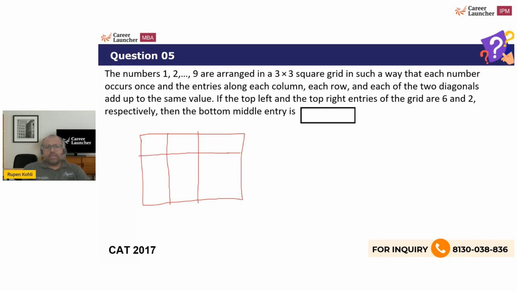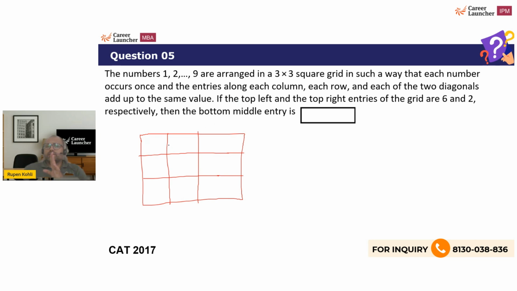Now, so यहाँ तक तो सब ठीक चल रहा था कि 1 से 9 अरेंज करना है, कोई नंबर रिपीट नहीं होना है, so 1 to 9 are arranged over here, right? Now the next condition is actually something very crucial, that the entries along each column, each row, and each of the two diagonals add up to the same value. Now think about this. We have 3 columns, we have 3 rows, we have 2 diagonals, right? Each of the entries along them add up to the same value.